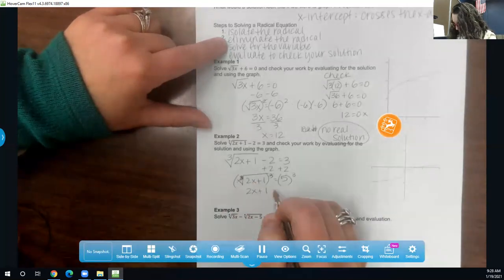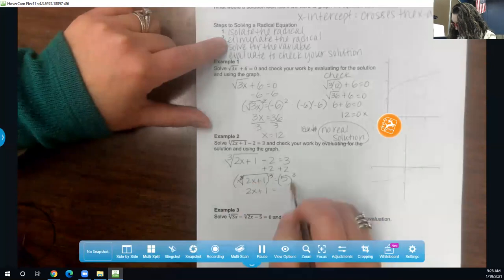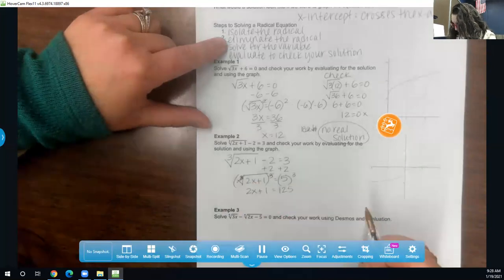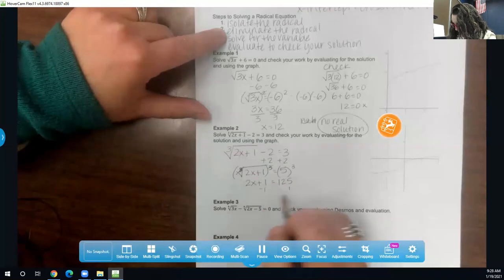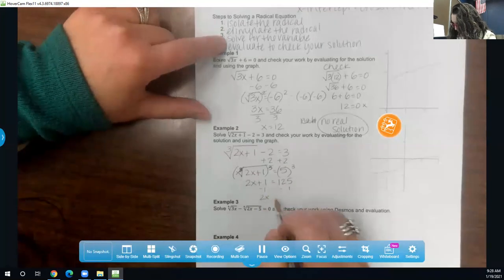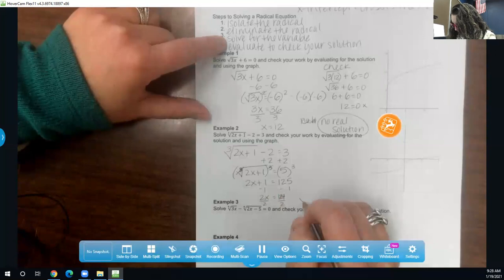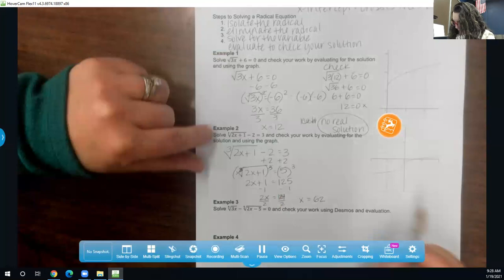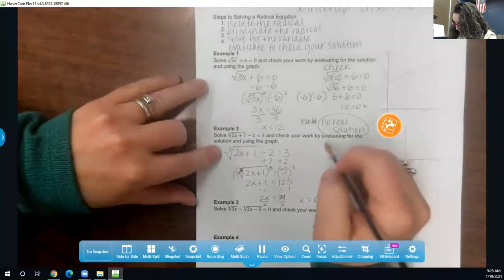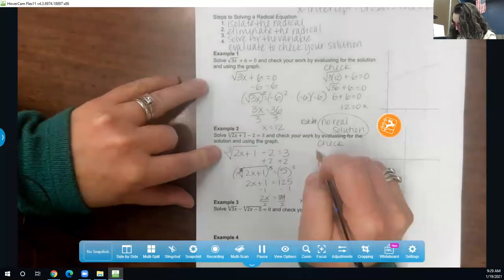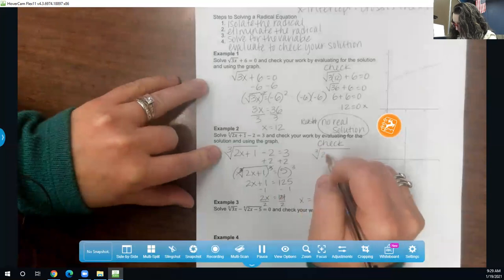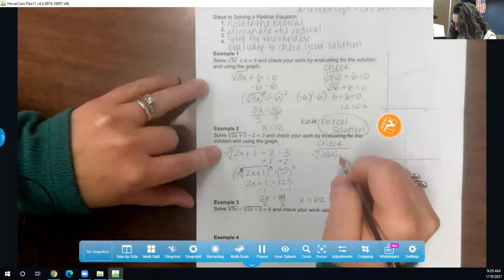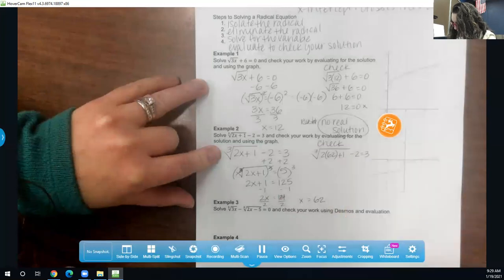2x plus 1 equals 5 cubed, which is 125. Now I'm going to subtract 1 because my next step is to solve for the variable. Whoops, 124. And divide by 2. So x equals 62. All right, that sounds pretty good. Let's see if it checks out. So here's my check. The cube root of 2 times 62 plus 1 minus 2, does that equal 3?